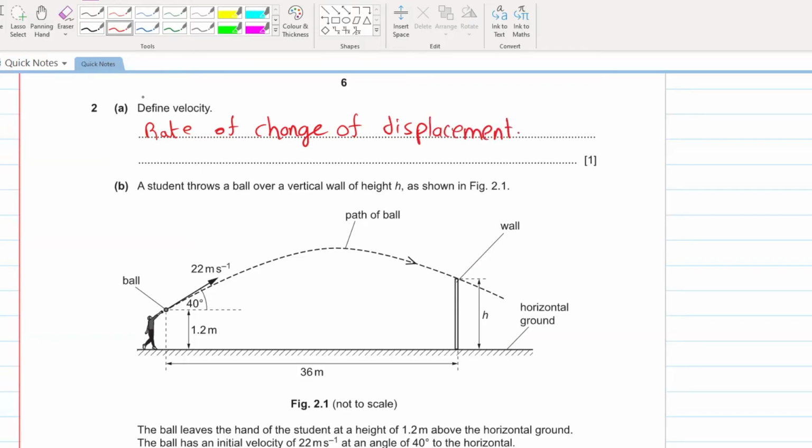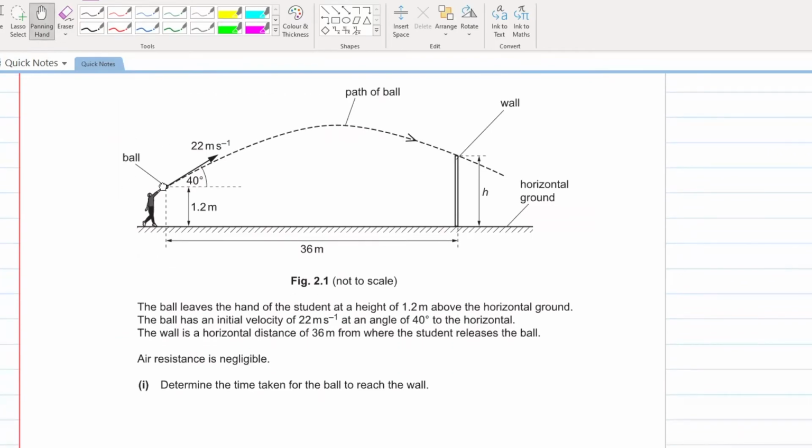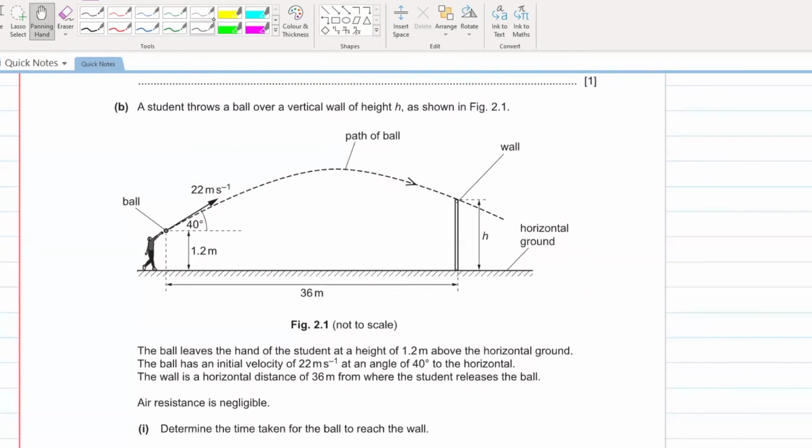Perfect. Let's see the next question. A student throws a ball over a vertical height h, as shown in figure 2.1. The ball leaves the hand of the student at a height of 1.2 meters above the horizontal ground. The ball has an initial velocity of 22 at an angle of 40 degrees to the horizontal.